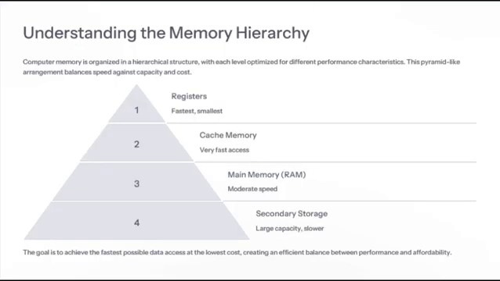Next is understanding the memory hierarchy. Computer memory is organized in a hierarchical structure, like a pyramid. At the top, we have the fastest but smallest memories. As we move down, the capacity increases but the speed decreases. From top to bottom, we have registers, cache memory, main memory, and secondary storage. The goal of this hierarchy is simple: to get the fastest possible performance at the lowest cost.